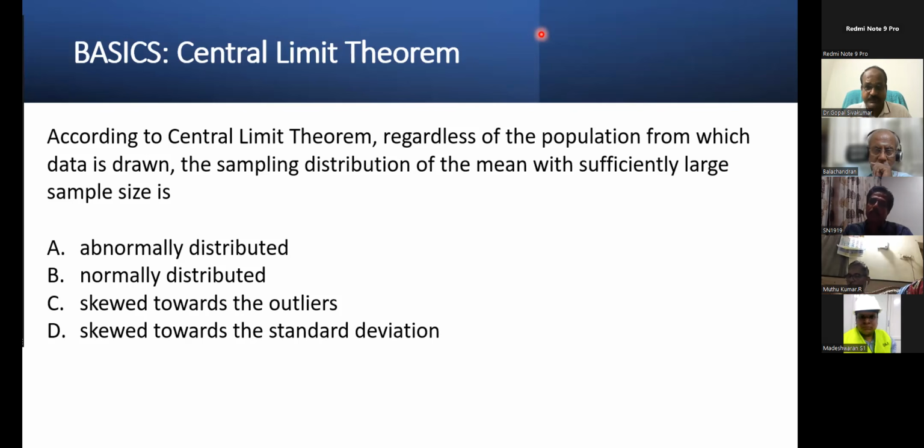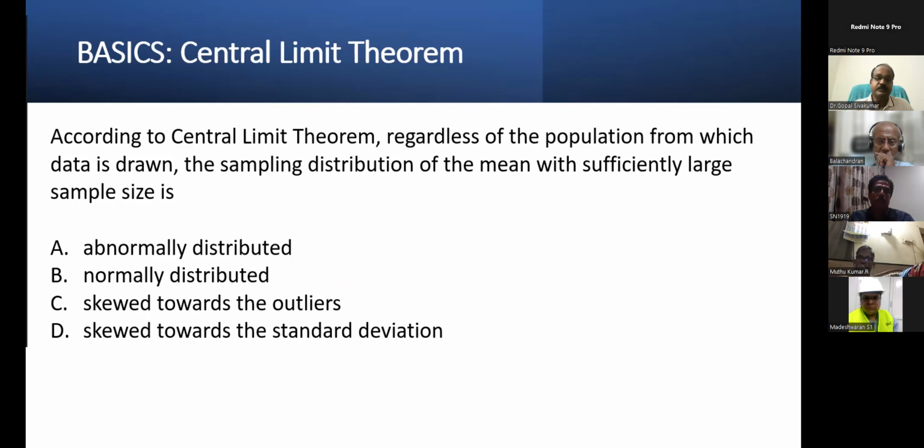How many of you understand my language? Okay, I'll ask a question to understand whether you have understood correctly.